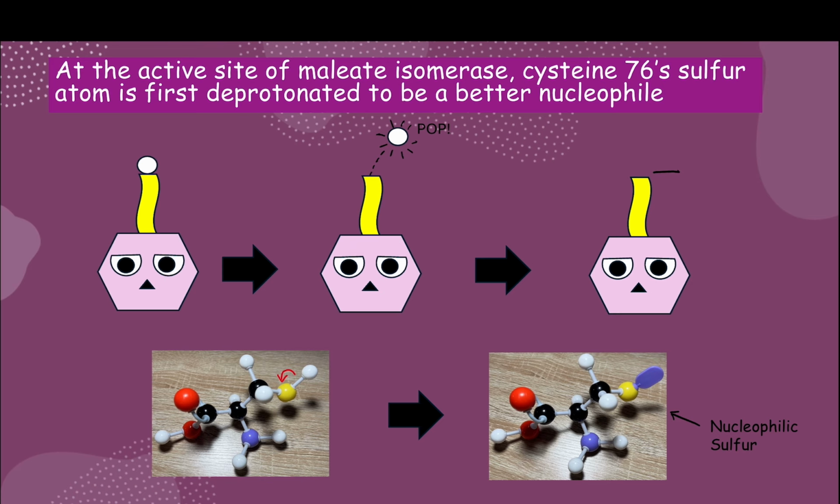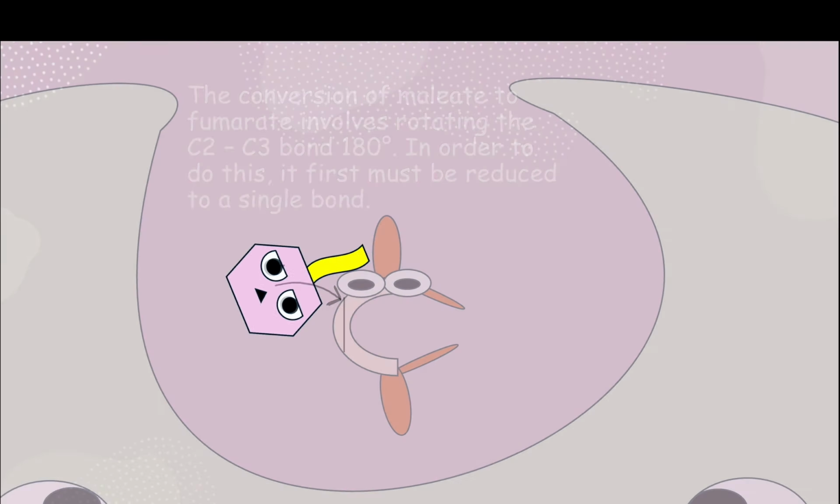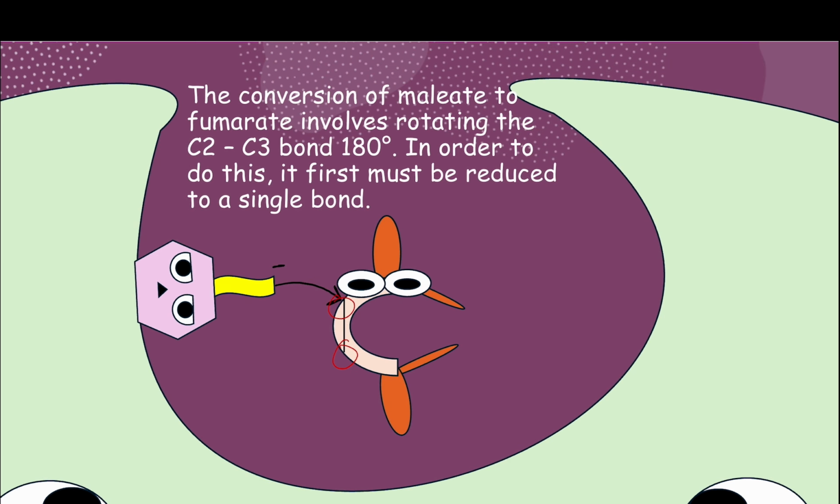At the active site of malleate isomerase, cysteine 76's sulfur atom, shown in yellow here and here, is first deprotonated to be a better nucleophile, which is our white circle there, popping off so that it is more electronegative. The conversion of malleate to fumarate involves rotating the C2-C3 bond 180 degrees. In order to do this, it first must be reduced to a single bond. This is our C2 carbon right here, and our C3 carbon, which are currently double bonded.